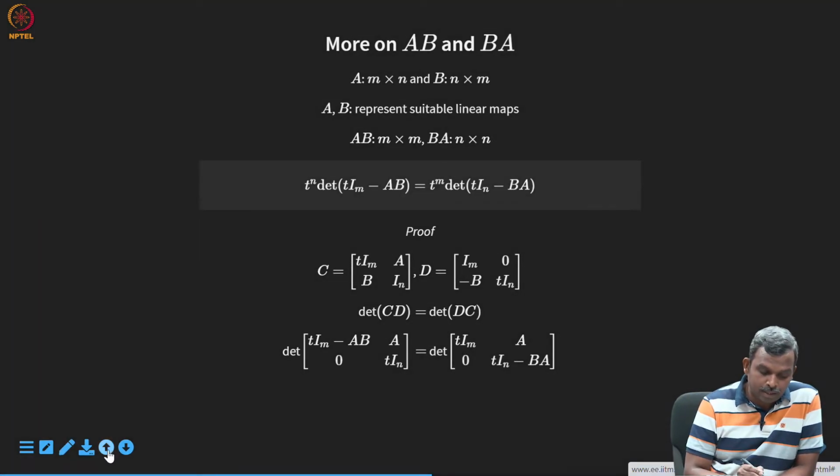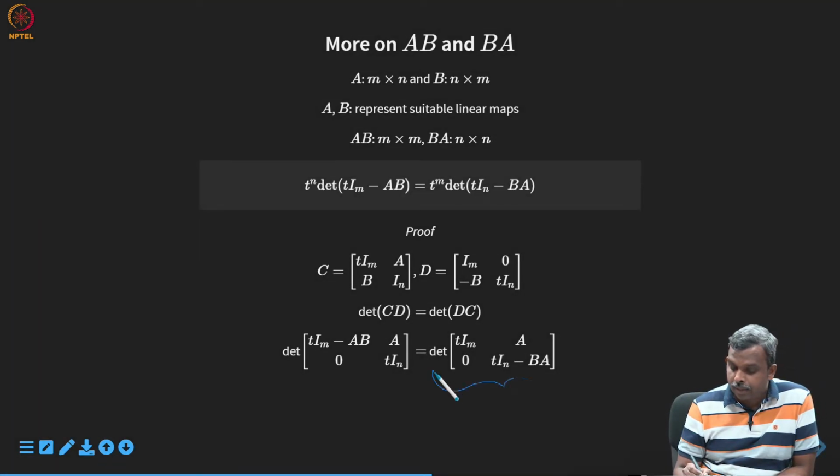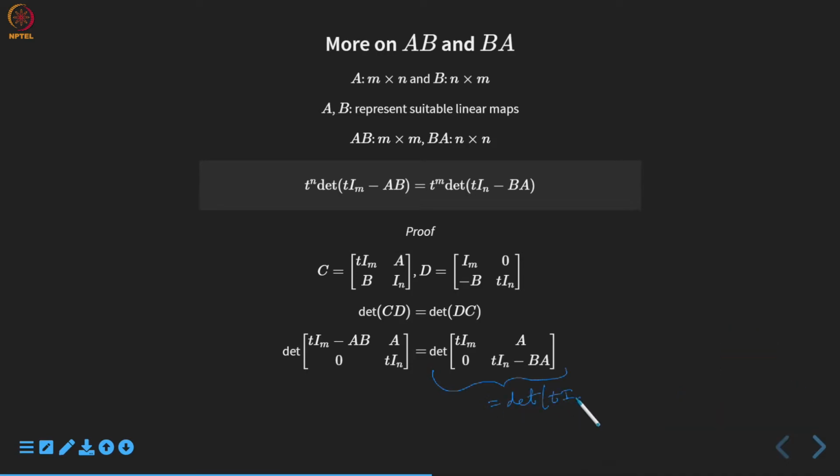So, maybe I should write that down. This guy is equal to determinant of T I_m times determinant of T I_n minus BA, and this is nothing but T power n, isn't it? Same thing here, this is determinant of T I_m minus AB times determinant of T I_n, and this is T power n, okay.